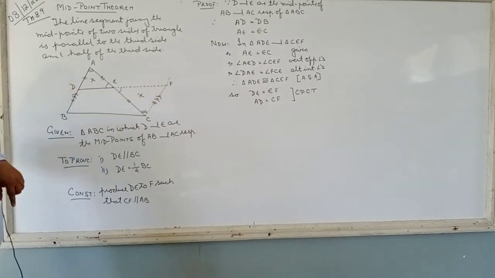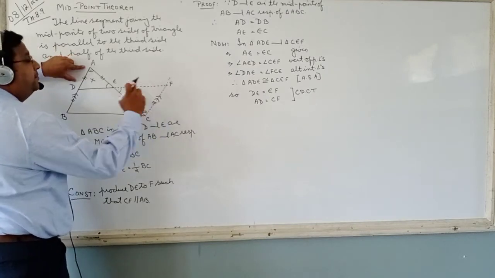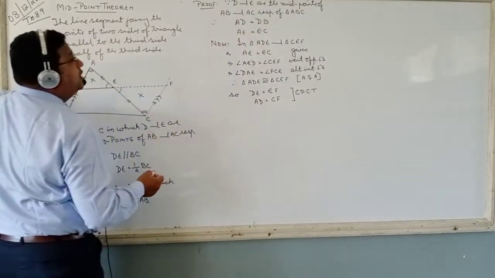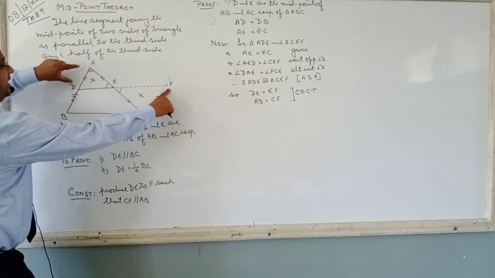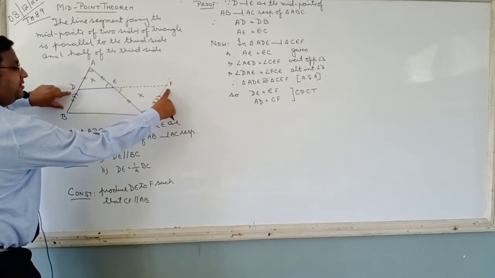This quadrilateral. Is AD equal to CF? Yes sir. But AD was equal to DB. AD was also equal to DB. So will this DB also be equal to CF? Definitely sir. AD is equal to DB, AD is equal to CF. So will CF and DB be equal?